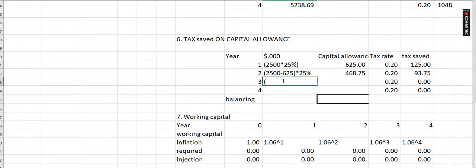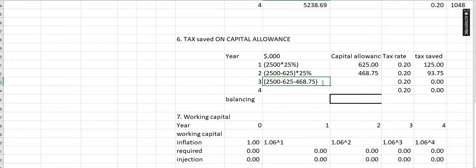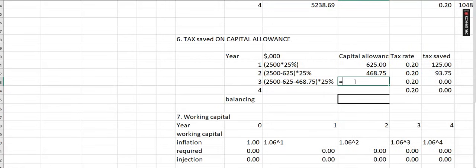In year 3, the same approach. I'm trying to show that it would be the cost minus 625 minus the new depreciation 468.75, then times 25%. Again, this is too involving. You can just say the previous depreciation times 75%. If it was 20%, it would be times 80%. So this is very quick.